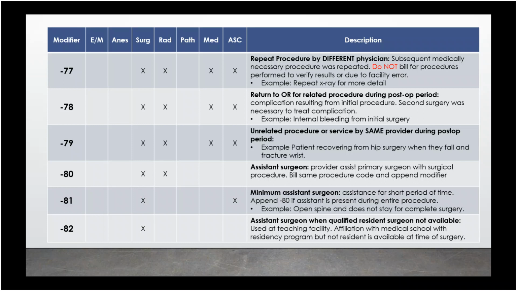82 is only for surgery. Assistant surgeon when a qualified resident surgeon is not available. This has to be done in a teaching facility. So if your scenario says that at the teaching facility there was not a resident available to perform the surgery, this is when you would assign that.